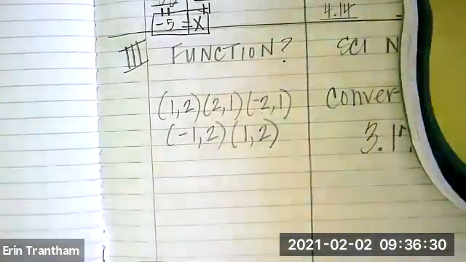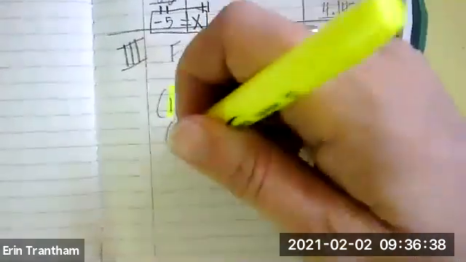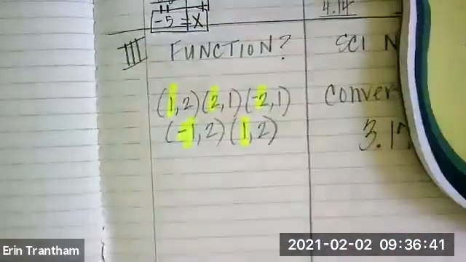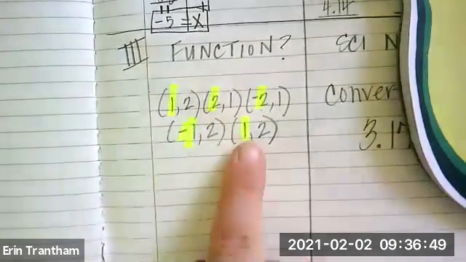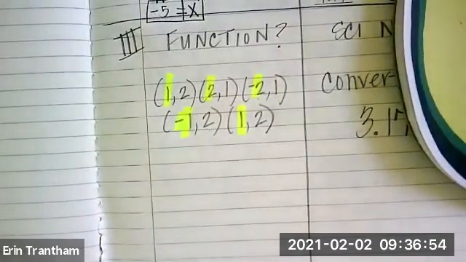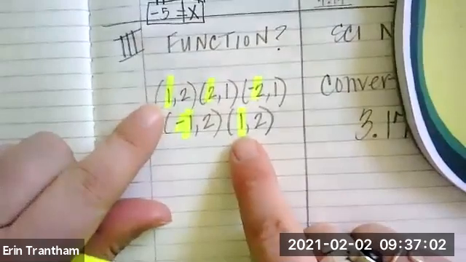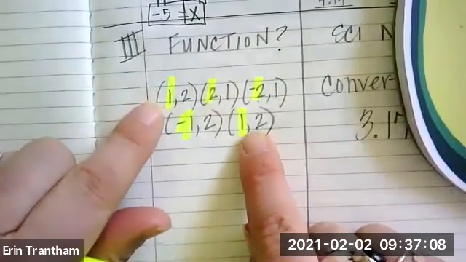Okay, what do we care about in functions? The x. So here are x's: 1, 2, negative 2, negative 1, and 1 again. Do any of our x's repeat? Yes, 1 repeats. So at first glance, if we're just looking at the x's, is this a function? No, because the 1 has repeated, but look at the output that goes with it. They're identical. So this is a trick.